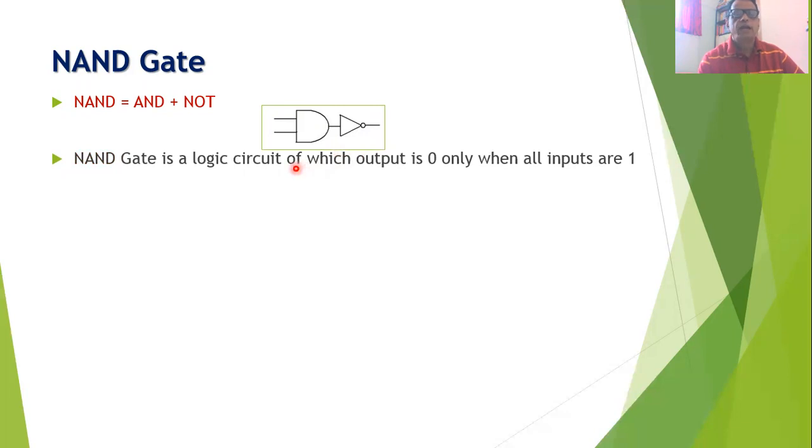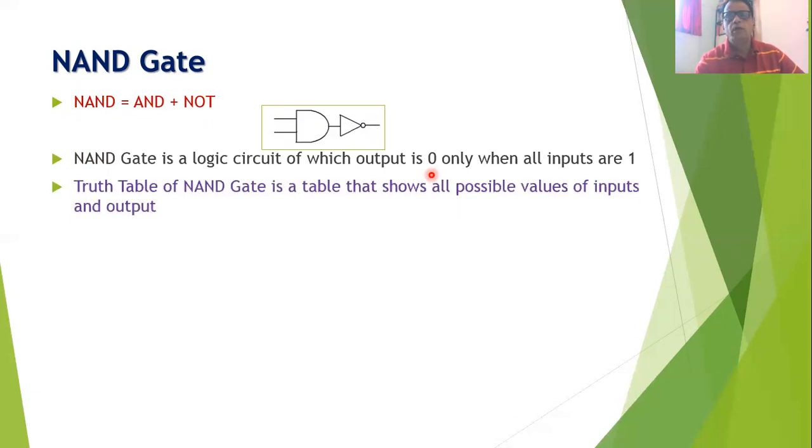Now we can define a NAND gate. You will find that a NAND gate is a logic circuit of which the output is 0 only when all the inputs are 1. That is, NAND gate is such a logic circuit of which the output is 0 when all the inputs are 1. So only when all the inputs are 1, the output of the NAND gate is equal to 0. Otherwise, you will find that the output of the NAND gate is equal to 1.